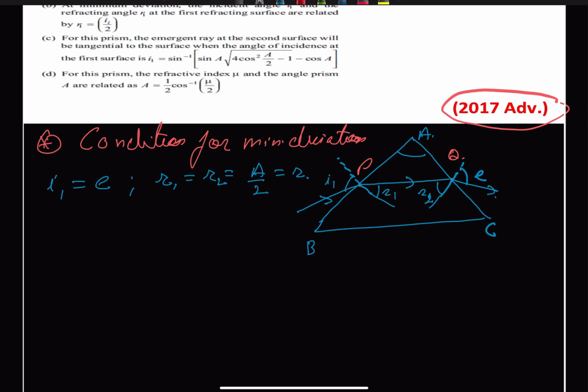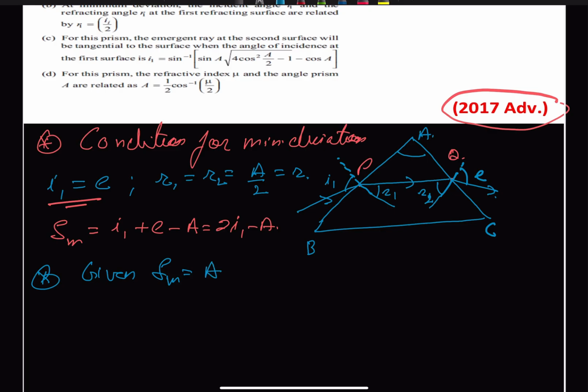Also the standard formula for the minimum deviation delta m is given as 2I1 minus A. It is basically I1 plus E minus A, and I1 and E are equal, so we can write this as 2I1 minus A, and we are given that our delta m is equal to A. Therefore we substitute it, we get A is equal to 2I1 minus A, which gives us that 2I1 is equal to 2A, and this 2 goes with 2, and we are left with I1 equal to A.